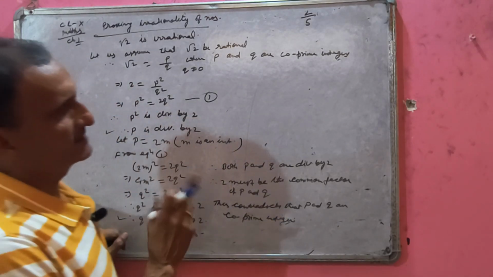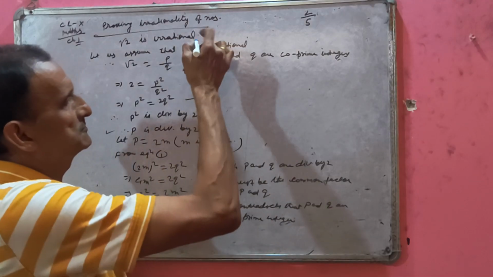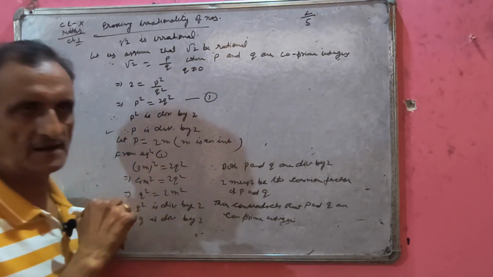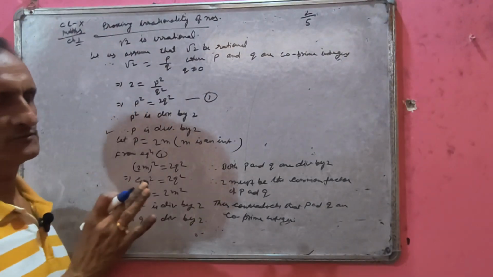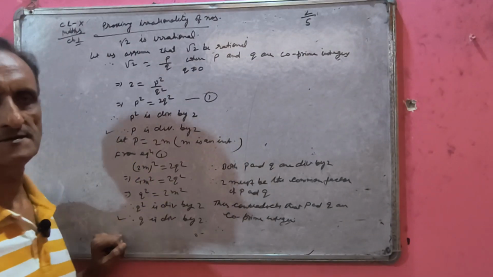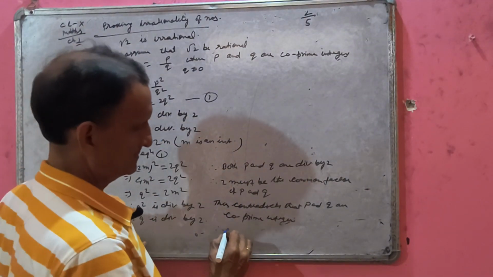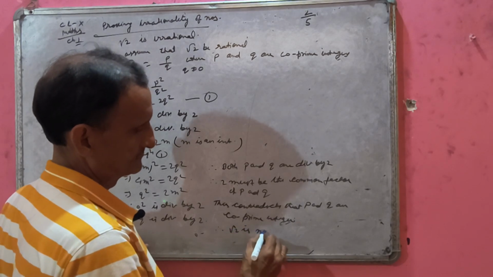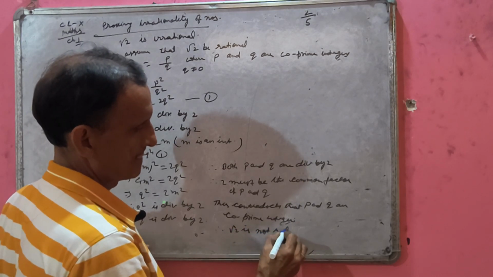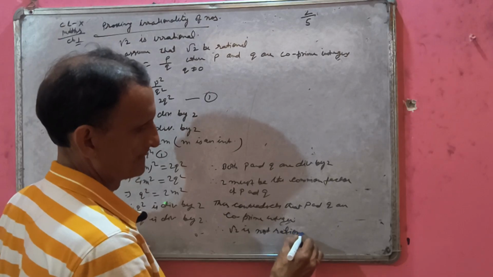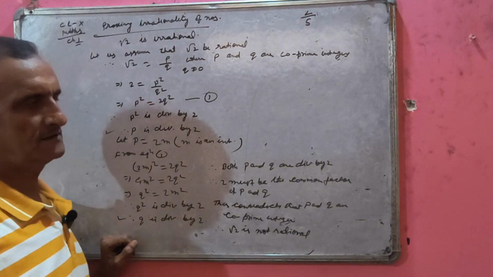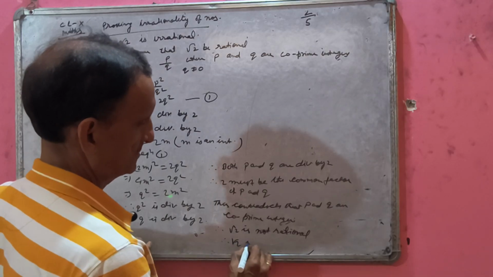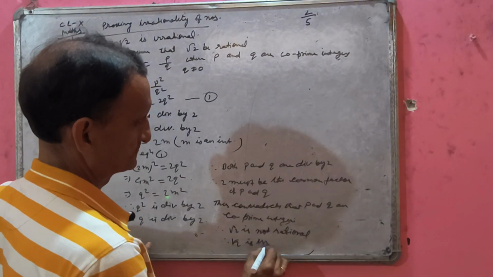This contradiction arises why? We have assumed that root 2 is rational. So our assumption was not correct. Assuming root 2 a rational number is not correct. Therefore, we have to write root 2 is not rational. If root 2 is not rational, it will be irrational. Therefore, root 2 is irrational.